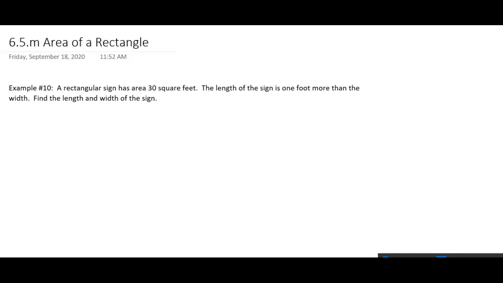So we have another word problem. This section's a little long, and it's about a rectangle. So it says a rectangular sign has area 30 square feet. The length of the sign is 1 foot more than the width. Find the length and the width of the sign.